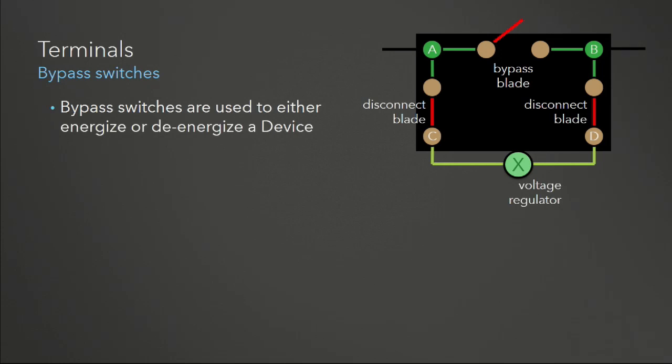Bypass switches. Here you can represent a bypass switch using a device with four terminals. Here we have a logical representation of a bypass switch that contains two disconnect blades and a bypass blade that are all coordinated, and it's connected to a voltage regulator. When the voltage regulator is in service, you can see the black line on the top. Power goes from, say, left to right. It goes to A, through the disconnect blade to C, through the voltage regulator over to D, up through the disconnect blade on the right, through B, and outward towards the east.